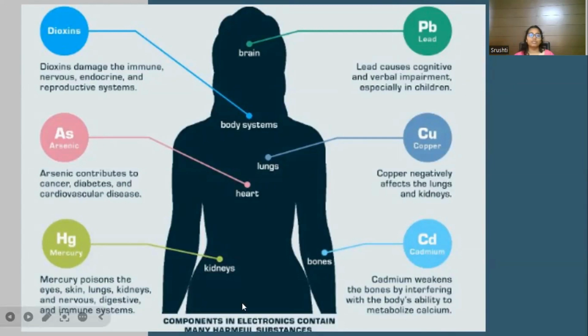This image right here shows us the different types of materials present in e-waste which cause different types of harmful effects on our body. Dioxins damage the immune, nervous, endocrine, and reproductive systems. Lead causes cognitive and verbal impairment, especially in children. Arsenic contributes to cancer, diabetes, and cardiovascular diseases. Copper negatively affects the lungs and kidneys. Cadmium weakens the bones by interfering with the body's ability to metabolize calcium, and mercury poisons the eyes, skin, lungs, kidneys, and nervous, digestive, and immune system.